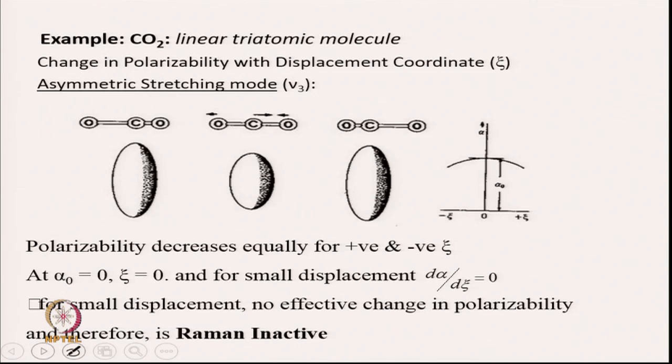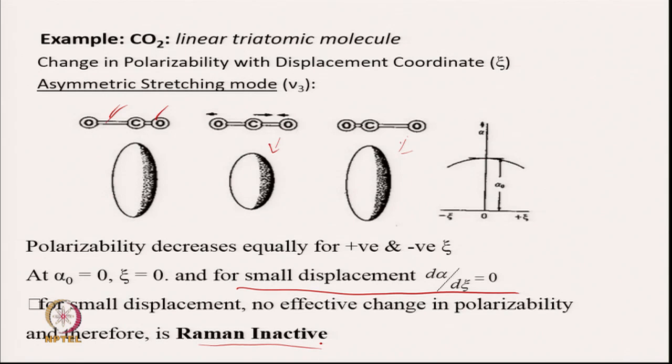Now, let us think about the third case, the asymmetric stretching mode. Again, in the equilibrium position you have a smaller ellipsoid, which means the alpha value is higher. If you do asymmetric stretching, meaning extension of one bond and compression of the other, then we get a greater ellipsoid volume, which means polarizability is decreasing. So you get something like this curve when you plot alpha versus E. Again you can go to the equilibrium position and look at the slope. Here again the slope is 0, so for a small displacement d alpha by dE is equal to 0. There is no effective change in polarizability, which means this mode is also Raman inactive.